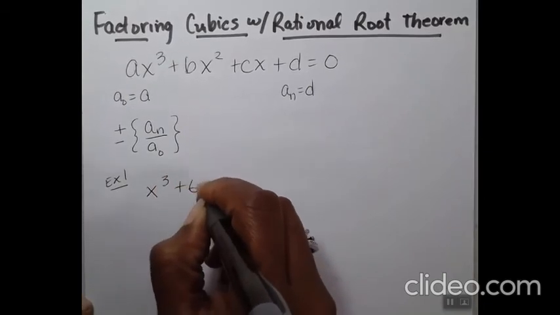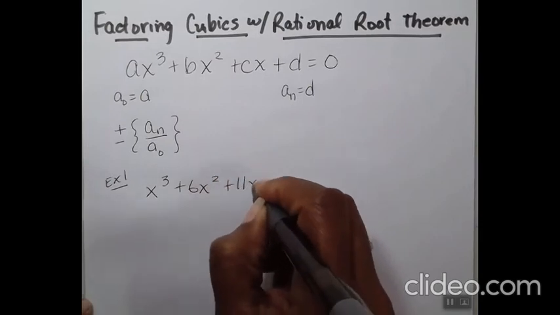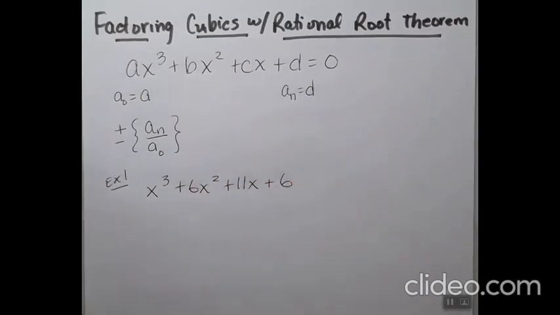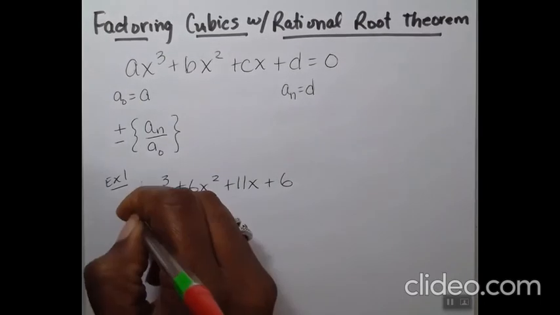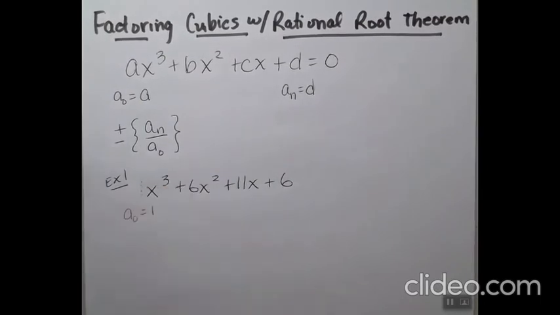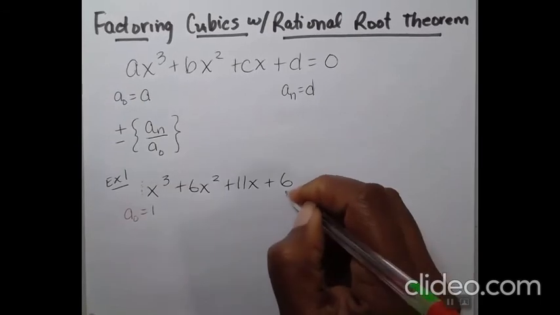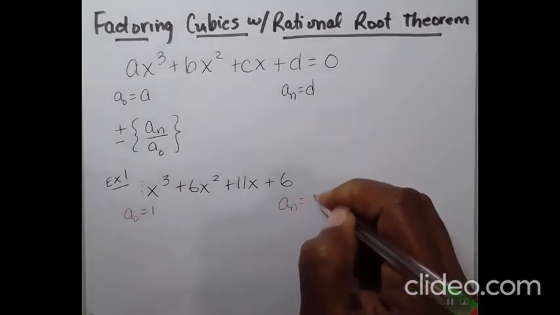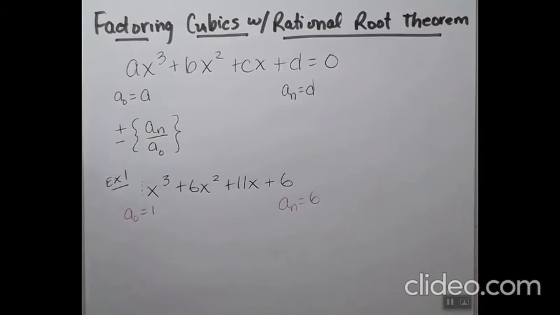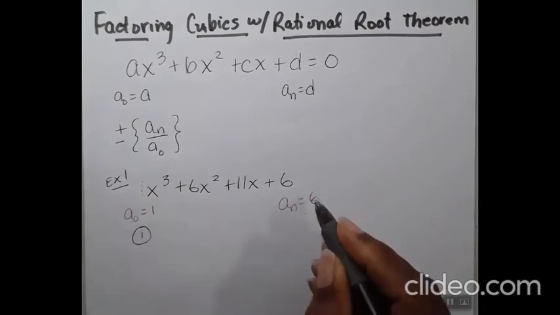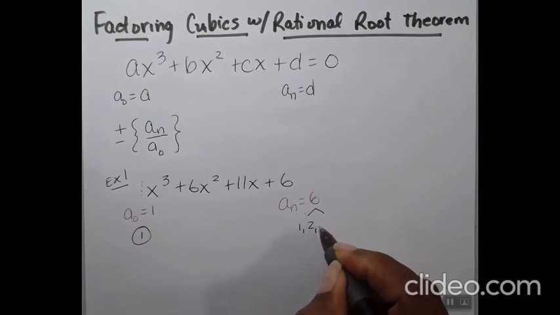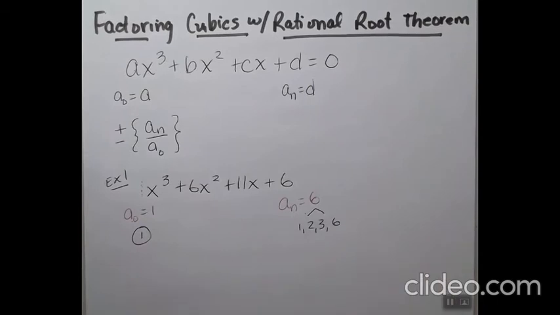x cubed plus 6x squared plus 11x plus 6. So here there's an invisible 1 as this coefficient. So a sub 0 equals 1, and then a sub n equals 6. What we want to find is the factors of a sub 0 and the factors of a sub n. Well, the factors of 1 is only 1. The factors of 6 are 1, 2, 3, and 6.